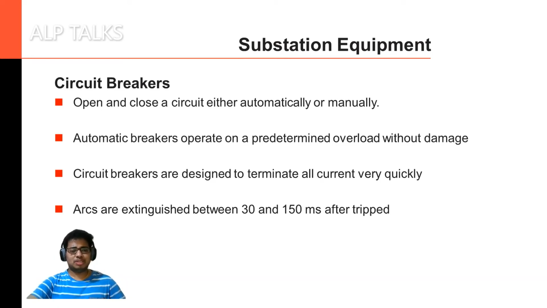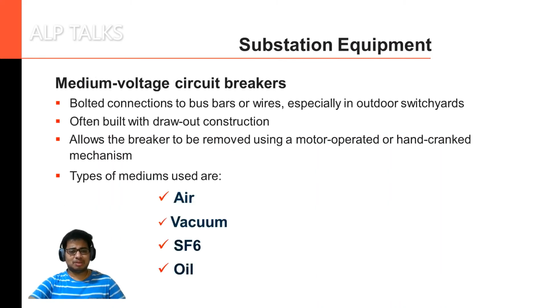So, open and close the circuit either automatically or manually, that depends. Automatic breakers operate on a predetermined overload without damage. Circuit breakers are designed to terminate all current very quickly. Arcs are extinguished between 30 and 150 milliseconds after tripping. Yeah, this is about the circuit breakers.